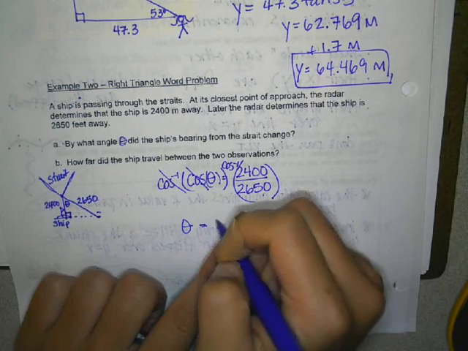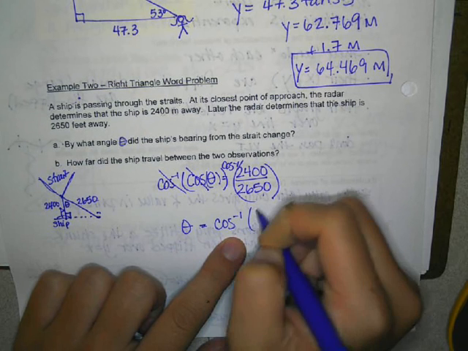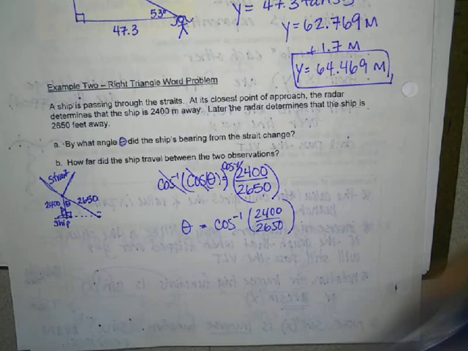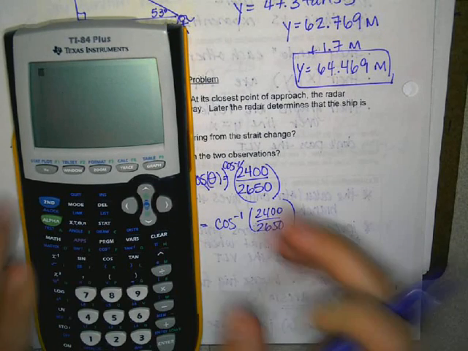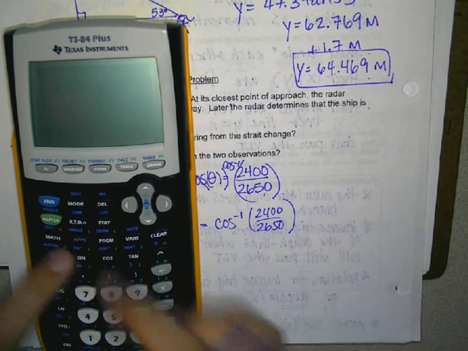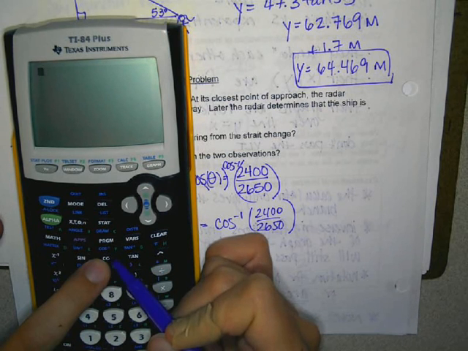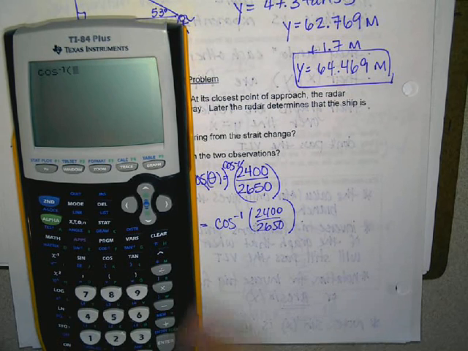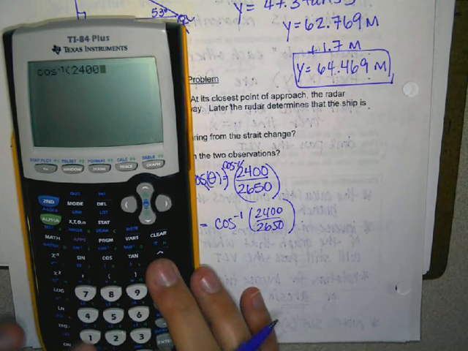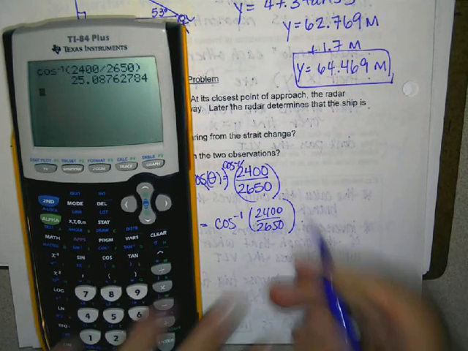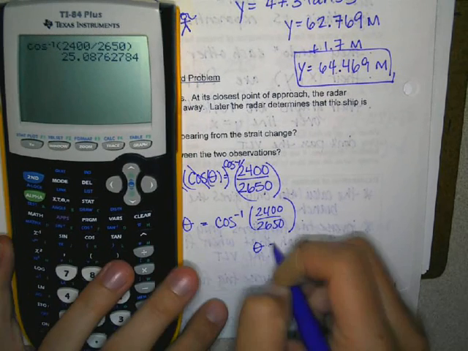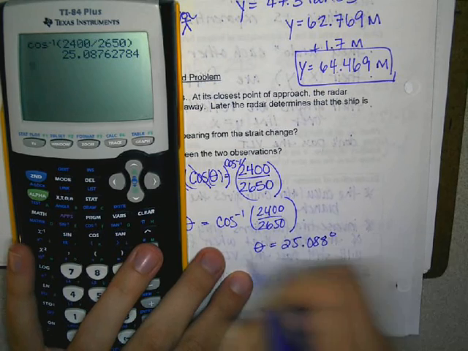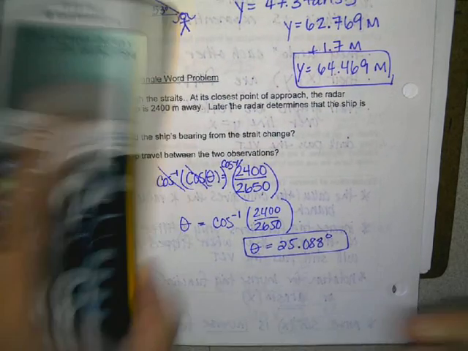Now over here, cosine to the negative 1 of 2,400 over 2,650. I'm going to do that on my calculator. Again, make sure you're in degree mode. The inverse cosine is if you hit second, and then it's in little blue here, cosine to the -1, then you put in that fraction, and voila, you get theta equals 25.088 degrees. Okay, so that's my answer for A.